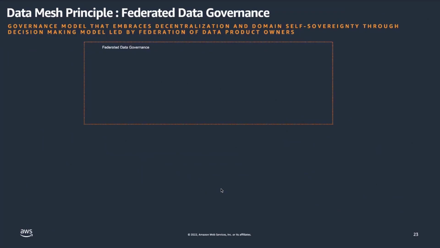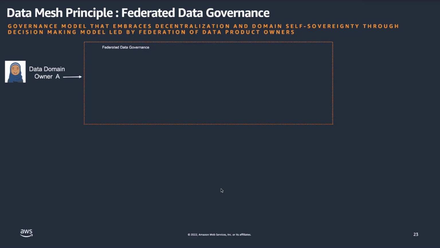The model, we really think it's going to work around decentralization and domain-specific access through this decision-making model that is led by the product owners, so that there is no central team or single team dependent on maintaining this governance. But how would you provide a governance where each of the owners is maintaining and managing it? So in that model, let's look at a few scenarios here.